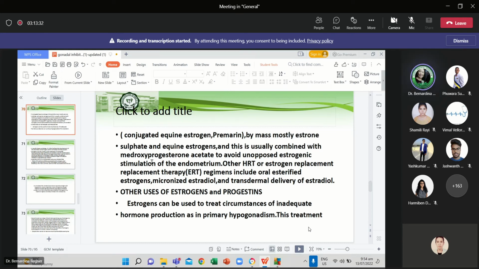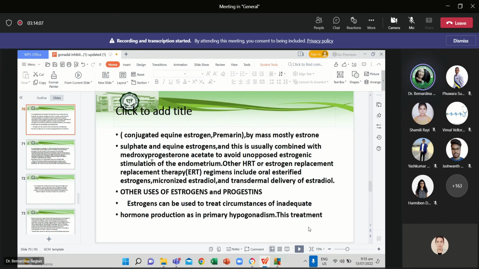Ethinyl estradiol with medroxyprogesterone acetate. Okay? So other HRT or estrogenic replacement therapy regimens can include, number one, oral esterified estrogen. Number two, micronized estradiol. And number three, a transdermal delivery of estradiol. Okay, so other uses of estrogens and progestins.